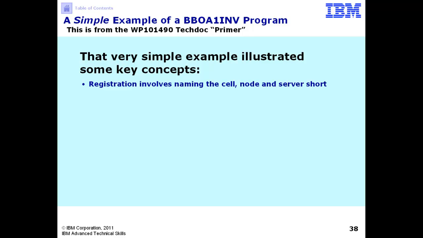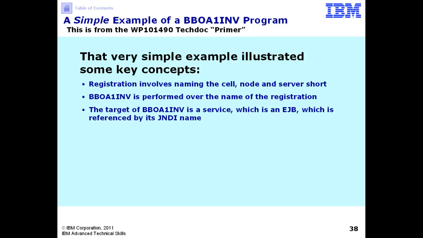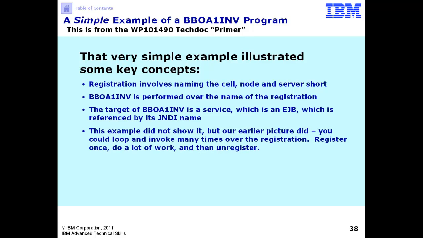To register, you must specify the cell, node, and server. Invoking the EJB is done over a named registration. The target EJB is referenced with its JNDI value. Even though this example didn't show it, we illustrated earlier how a single registration may be used for multiple invokes. You do not need to register and unregister for each invoke.